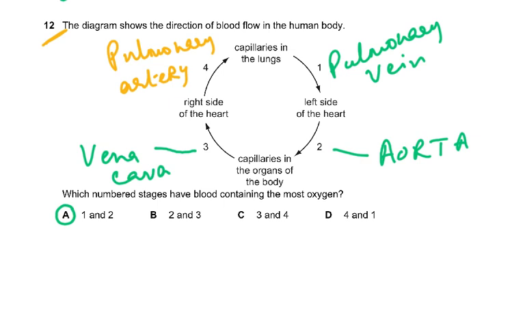So left side of the heart to the capillaries and organs of the body was the aorta. Then capillaries in the organ to the right side was the vena cava, and then right side to the lungs was the pulmonary artery, and then from the lungs, this was the pulmonary vein. So which numbered stages have blood containing the most oxygen? Well, it had to be this side, the aorta and the pulmonary vein. So it was 1 and 2.